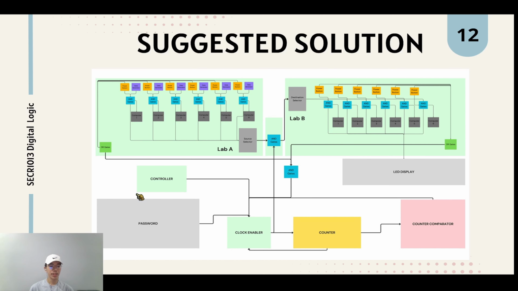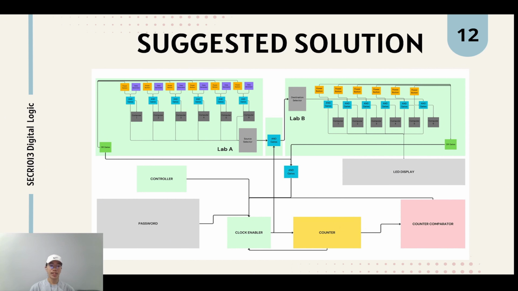So the password is a 3-digit password where the digits are in the form of hexadecimals, which means that each digit has 16 possible combinations. When combined with the other two, we have a total of 4,096 total combinations. If an individual wants to break into the system, the chance of guessing the correct combination is 1 out of 4,096 or 0.024%.